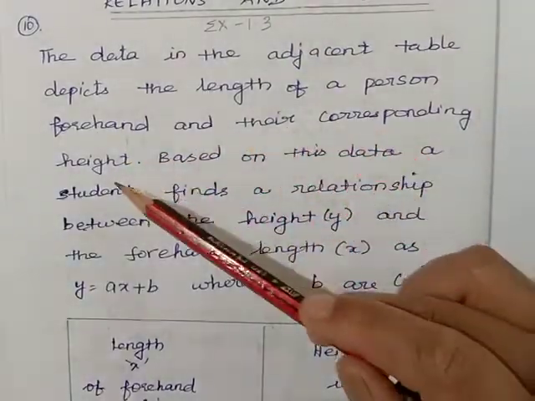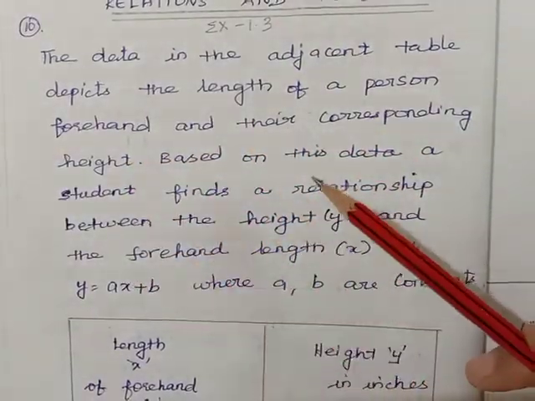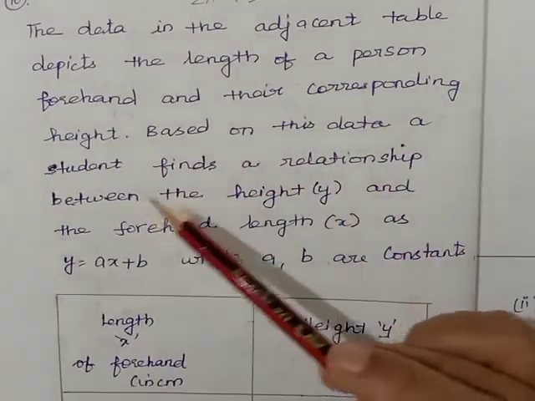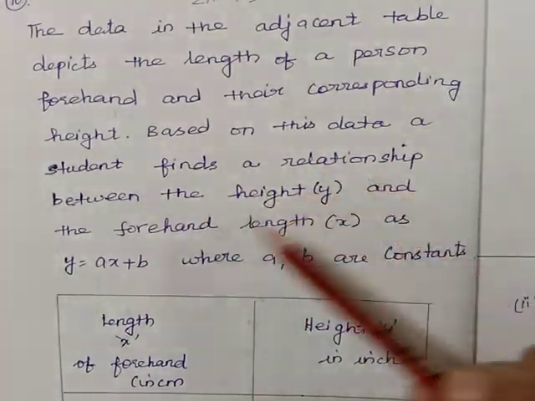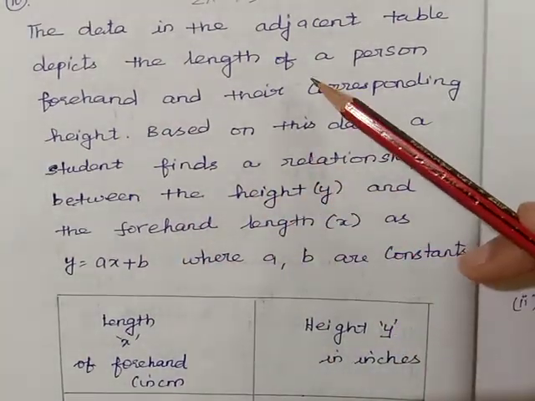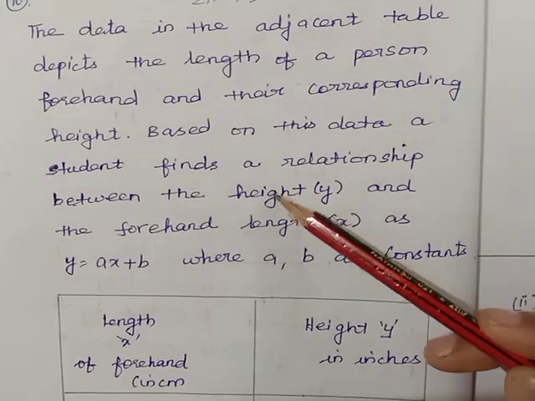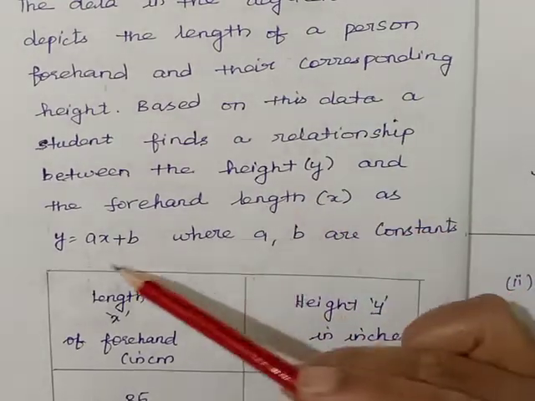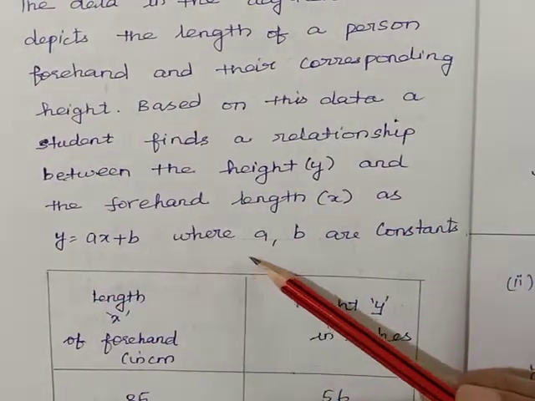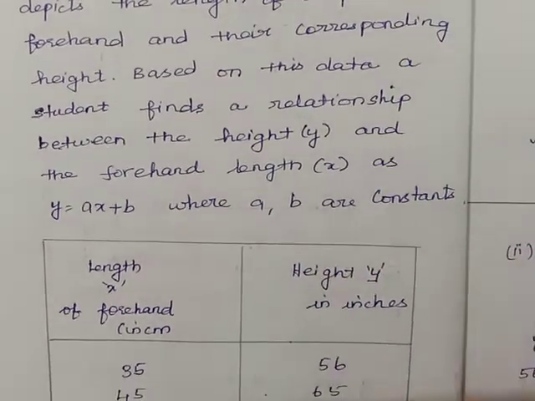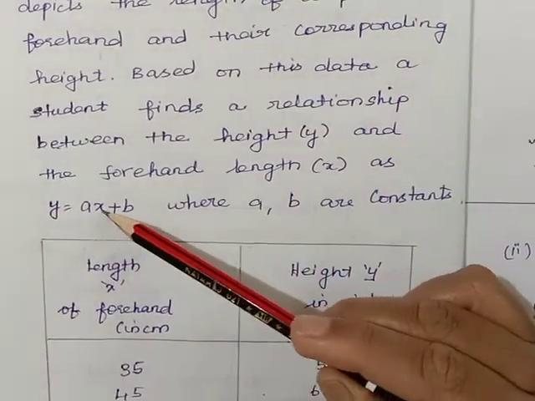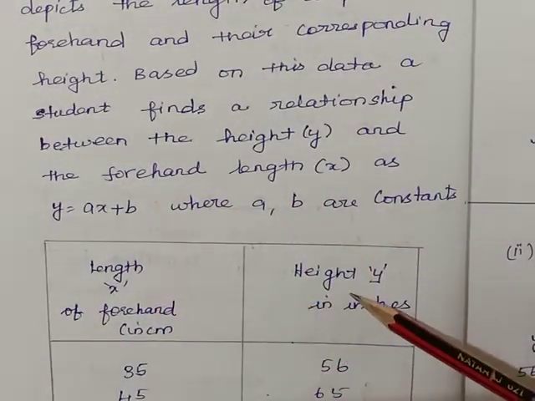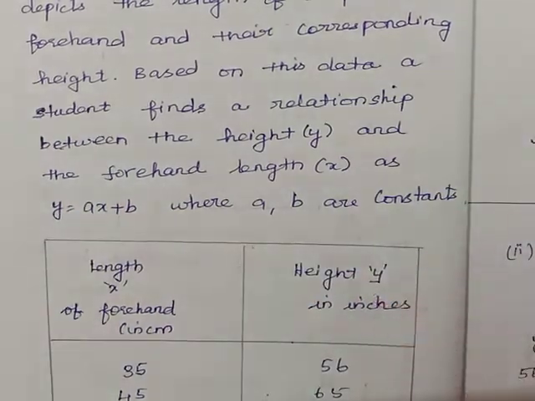Length is given and height is given. Based on this data, a student finds a relationship between the height and the forehand length. So based on the given data, we'll find a relationship between the height and the length of the forehand of a person, as y equal to ax plus b, where a, b are constants. Here x represents the length of the forehand and y represents the height in inches.